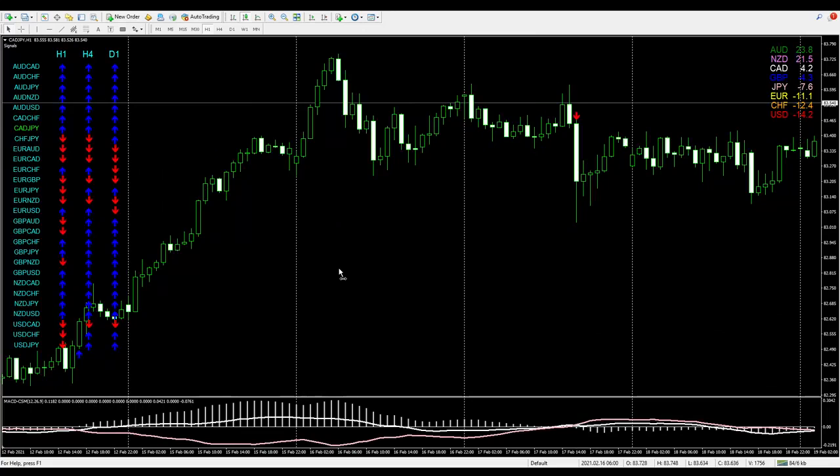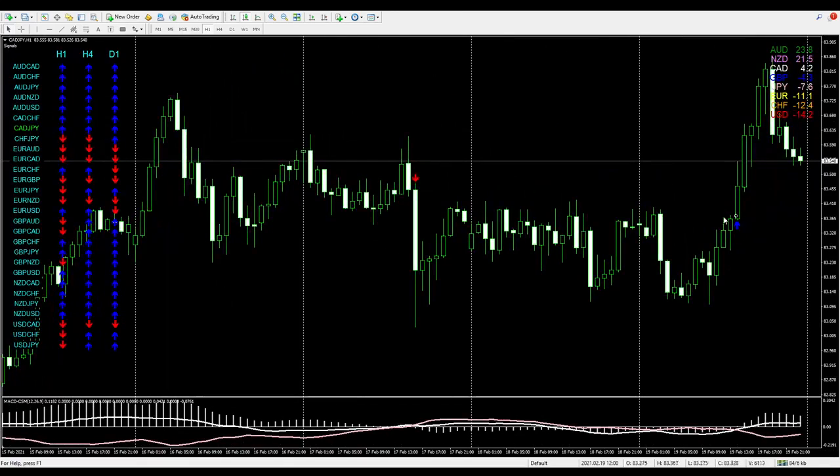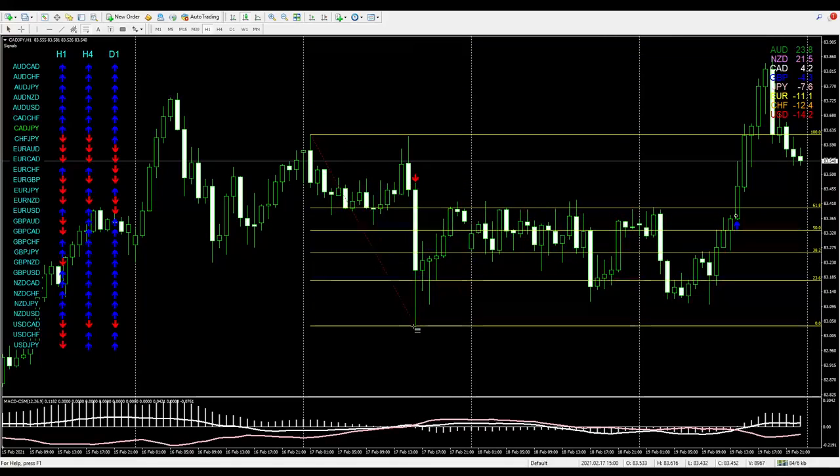So let's check this. The signal came out around this time already, which is Friday. So we would plot our Fibonacci up to here and then here.